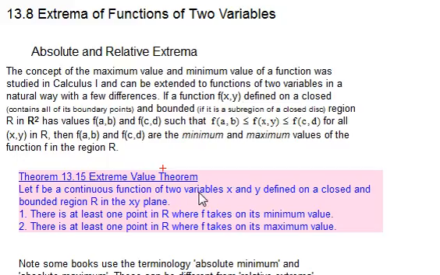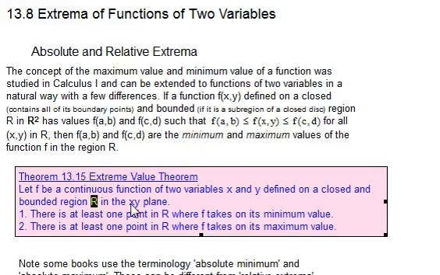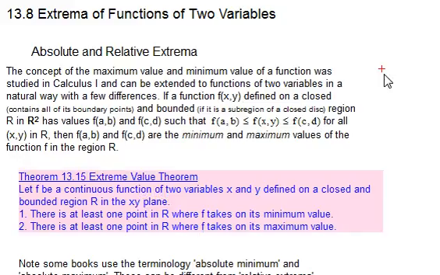So here's the extreme value theorem. Let f be a continuous function of two variables, x and y, defined on a closed and bounded region R in the xy plane. You understand the problems. If the region does not contain its boundary, then it's going to be hard to find a number f of AB that's less than or equal to f of xy, less than or equal to f of CD. So there's at least one point in the region R where f takes on its minimum value, and at least one point in the region R where f takes on its maximum value. That's kind of intuitive.